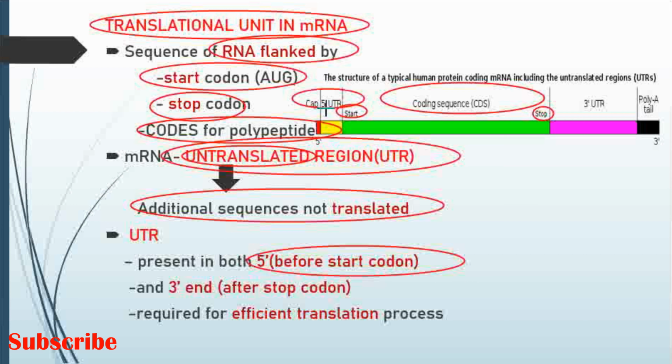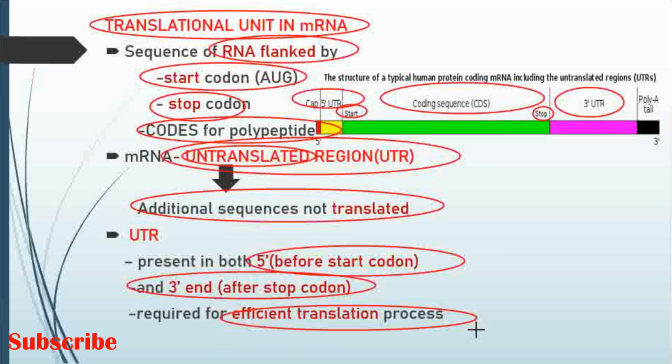So here the 5' cap is there. Here you have the 5' UTR, and at the 3' end, after the stop codon, this pink one is the 3' UTR. Here we have the poly A tail, and it is required for an efficient translation process. We need this UTR region.